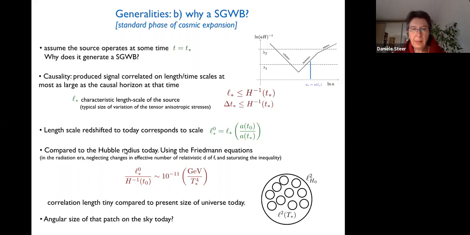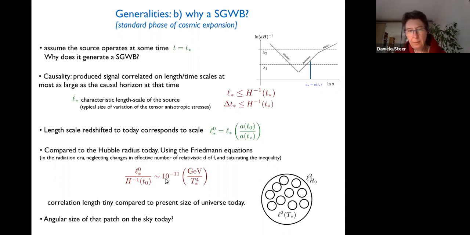And you can then compare it to the Hubble radius today. So you want to take the ratio of L star 0, the size of this length scale L star as measured today, divided by H inverse today. Now to do that, you have to use the Friedmann equations. I've not put the details here, just the order of magnitude. By the way, I've saturated this bound, so I've assumed equality.